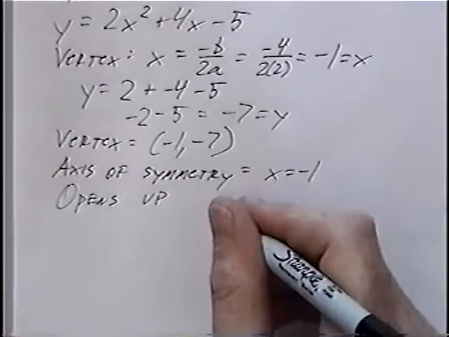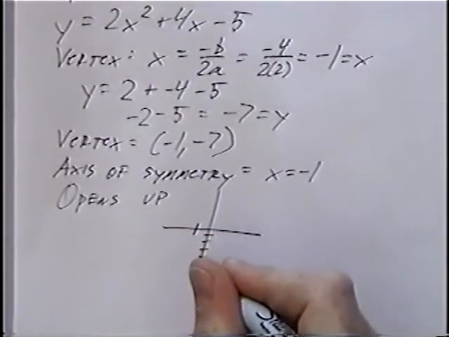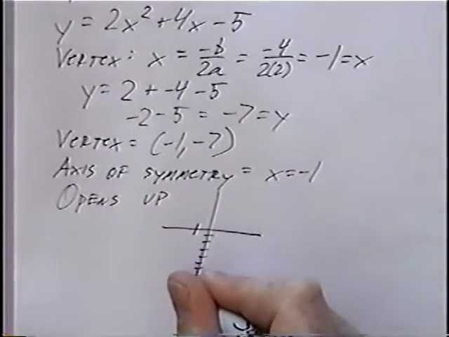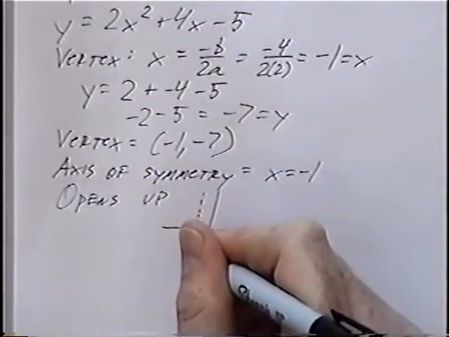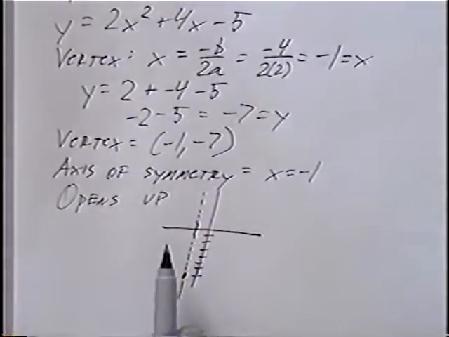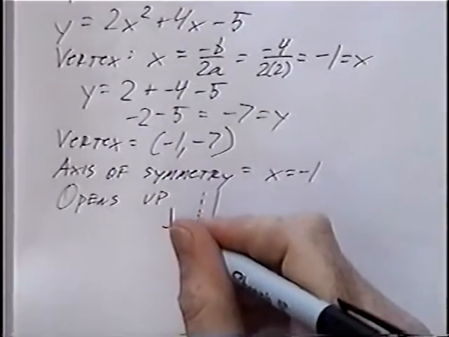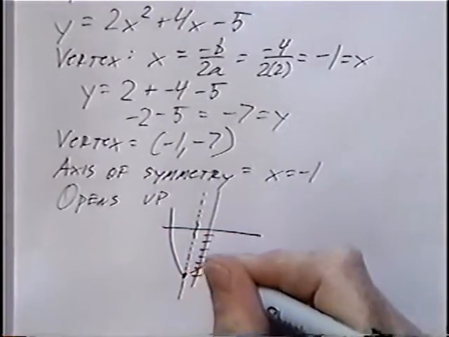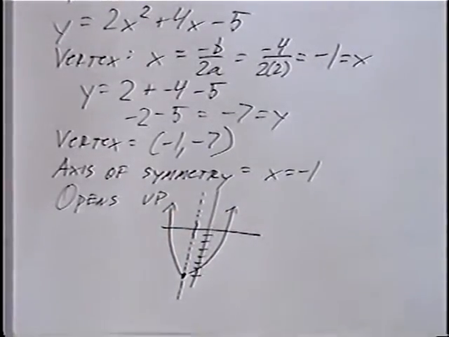Last part will be to graph. We have a vertex, negative 1, negative 7. Negative 1 would be the x value, negative 7 would be the y value. For the axis of symmetry, we'll draw a dashed line straight down through the vertex. This cuts the graph in half, so one side looks exactly the same as the other. And this parabola opens up, which means it'll start at the top, curve down to the vertex, and then the curve on the right side looks the same.